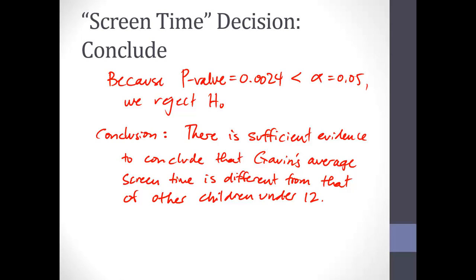which led us to conclude, as a formal interpretation of what it means to reject the null hypothesis, that we have sufficient evidence to conclude that Gavin's average daily screen time is different from that of other children under 12. That's what the alternative hypothesis says. Again, the alternative said that mu was not equal to 6.1. Informally, we're going with that one, but formally, we have enough evidence to say that this down here is true now.